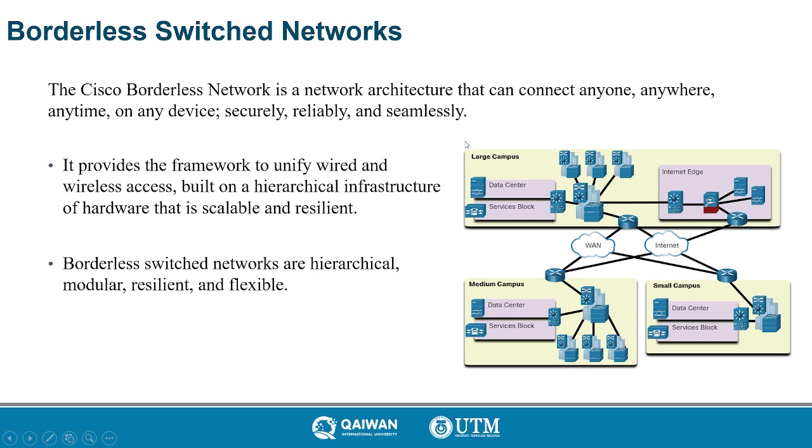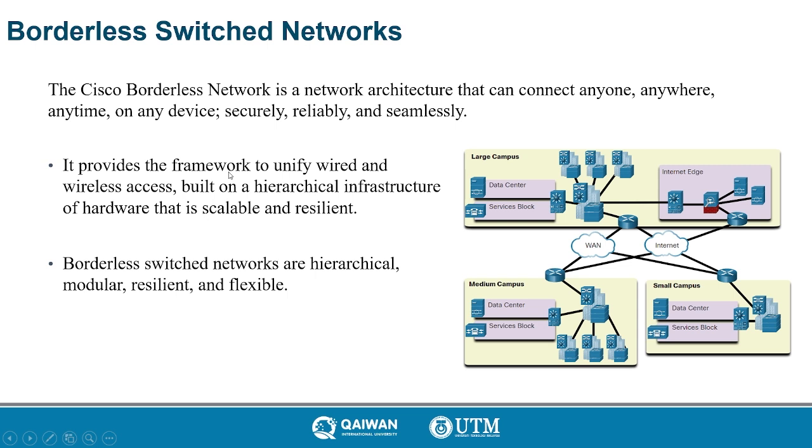For example, it's just a user login. No need to make it very hard for the user. And of course, the Cisco borderless network means all of these. It provides the framework to unify wired and wireless access. Okay, so this one is a framework, or it will provide you a framework to make sure that you will unify wired and wireless access, built on a hierarchical infrastructure of hardware that's scalable and resilient.